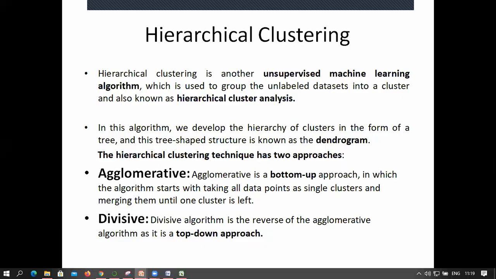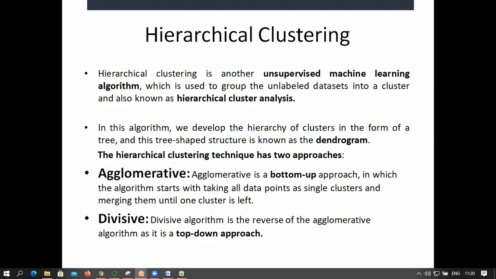In agglomerative, we first assume that each data point is a single cluster, and then we start joining them depending upon the minimum distances between the clusters until we get one cluster. So we start from many clusters and join them. Then there may be some clusters having two data points, then three data points, and it will go on like this. We stop when we get one cluster. Then we need to find out the optimum number of clusters that we have to take. That is the agglomerative approach.